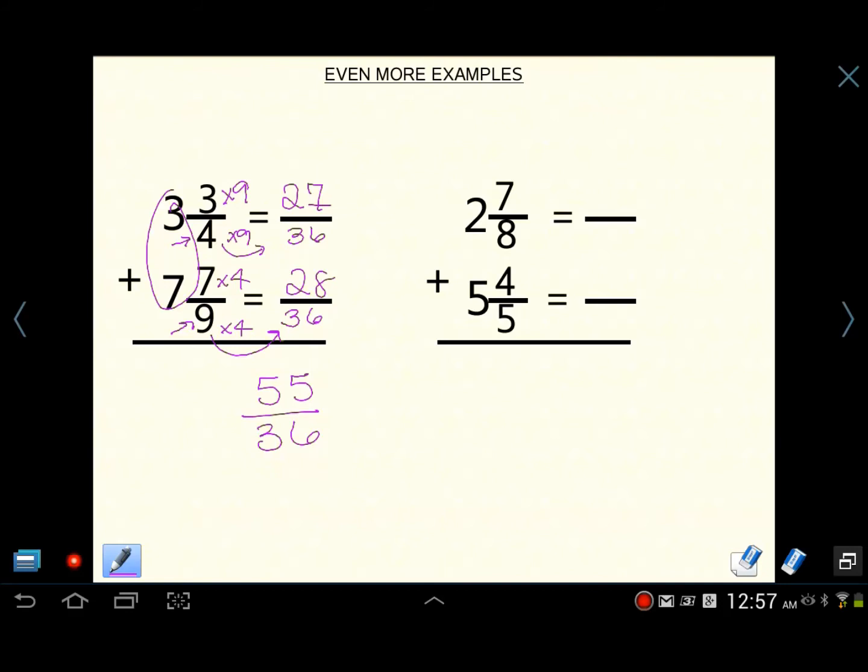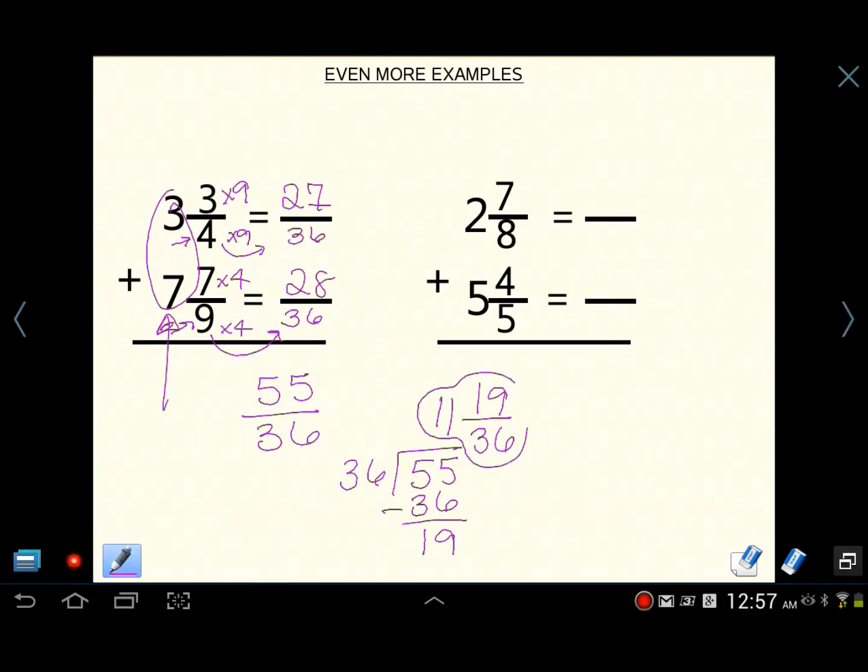And then 3 and 7 makes 10. But I'm not going to put that down yet. I'm going to change 55 over 36 into a mixed number. 36 goes into 55 once. 1 times 36 is 36. Subtract, and you get 19. So 1 and 19/36. And we're not done quite just yet. Go back to your whole numbers. 3 plus 7 is 10. 10 plus 1 is 11. There's your answer to that one.